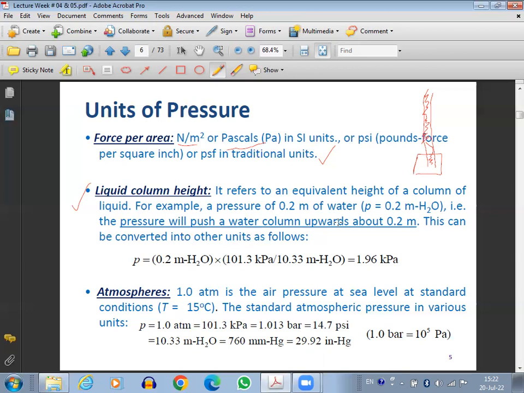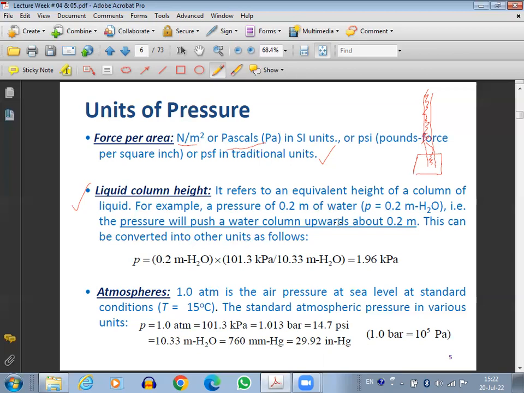And it specifically means what? You have a column. The column is filled with the liquid, whatever liquid we are discussing. It could be mercury, it could be water, it could be alcohol, it could be any oil, whatever it is. So I have a column, that column is filled with that liquid, and what would be the height of that column so that it provides the same pressure, the pressure which we are talking about?